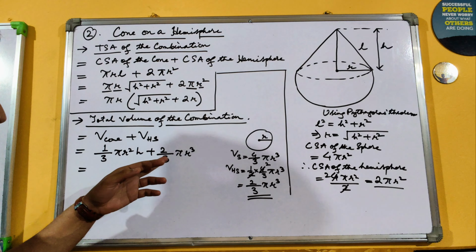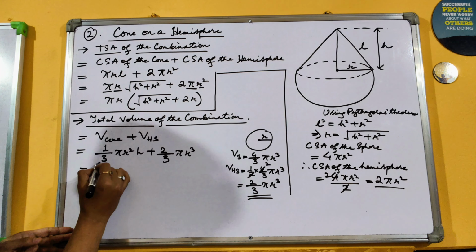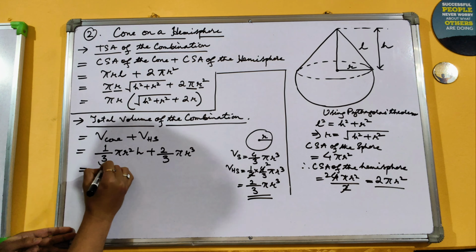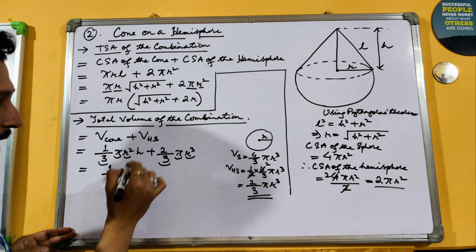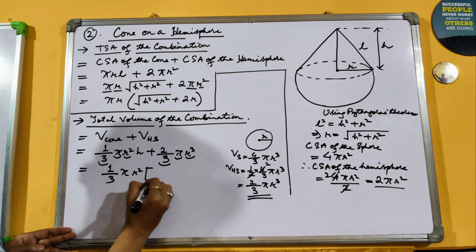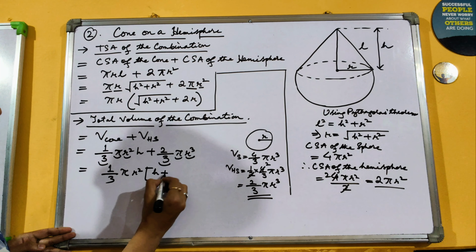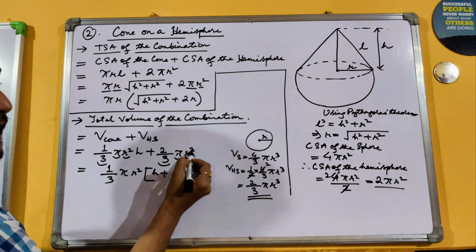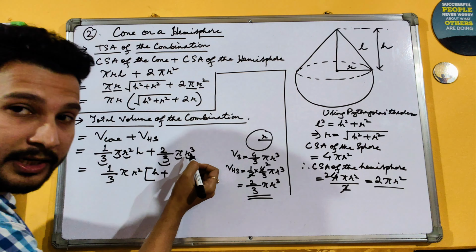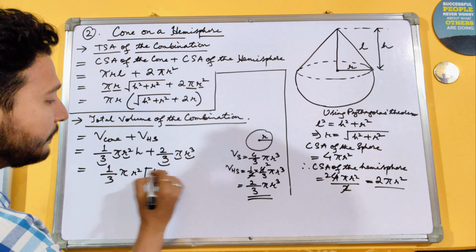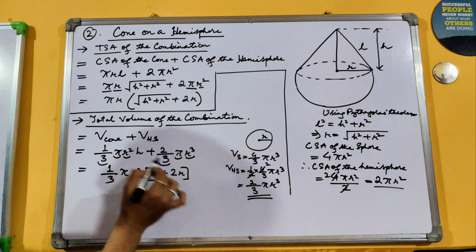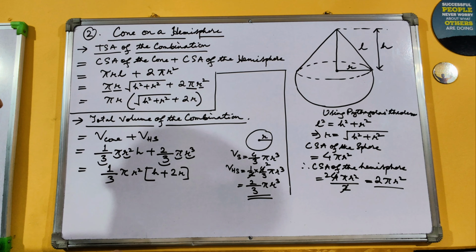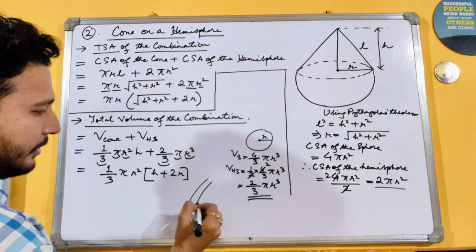Now we can take 1 by 3 common, just take it outside. Can we now take out pi? Yes, pi, and r square, and 1 r square from this side. So what remains is h plus, there is 2, so twice r, because we have taken r square outside. That's the formula for the total volume of the combination. This is how we find it out.